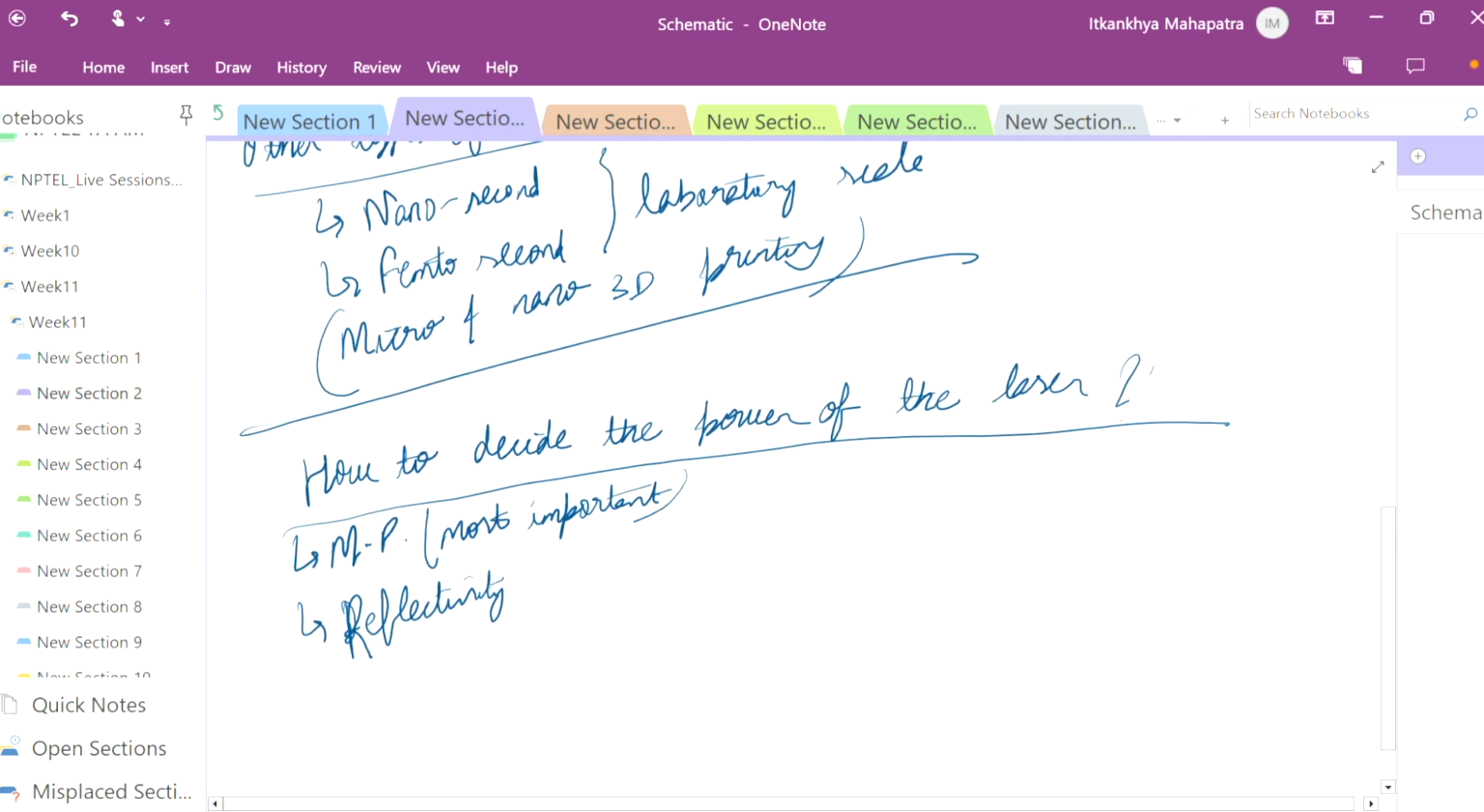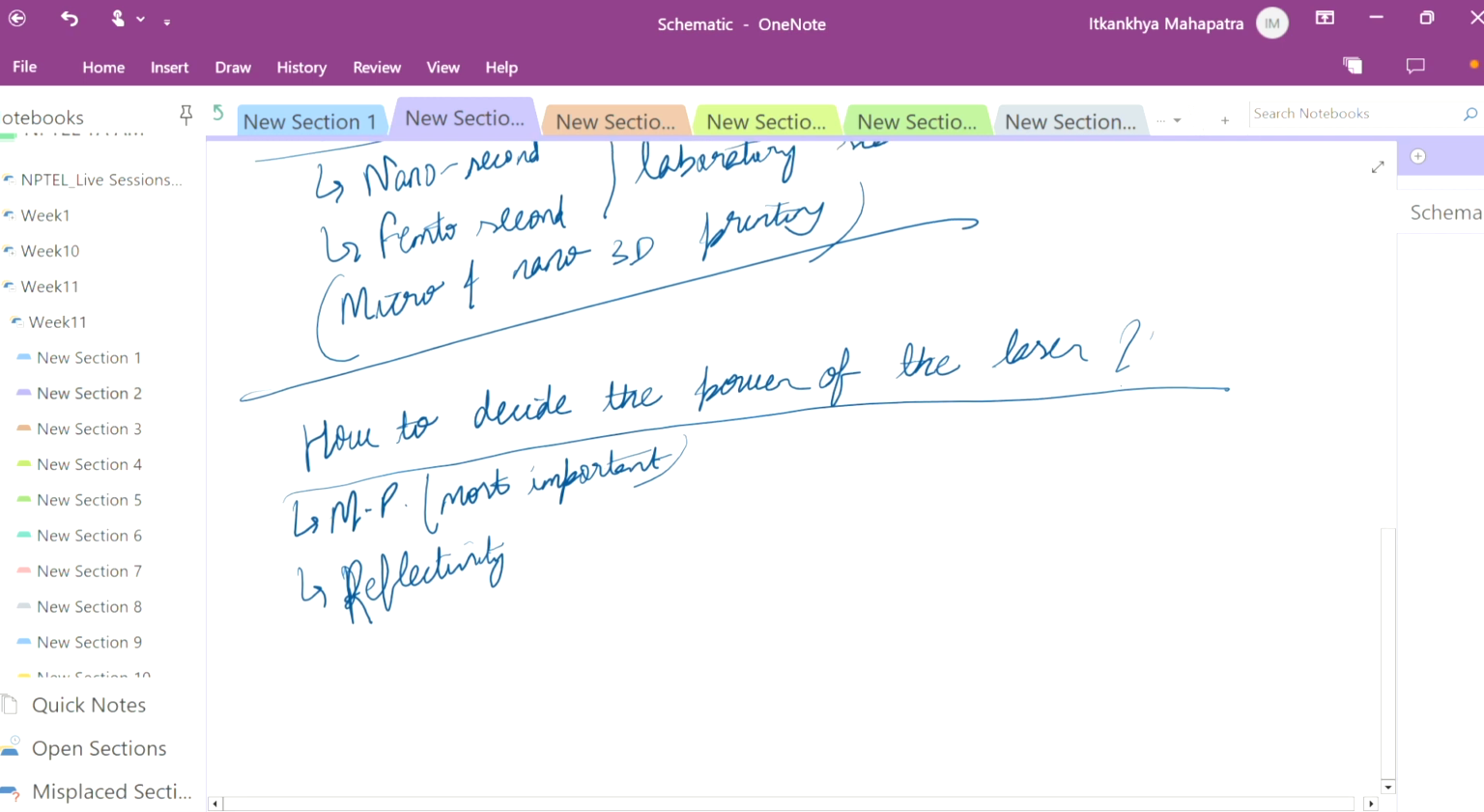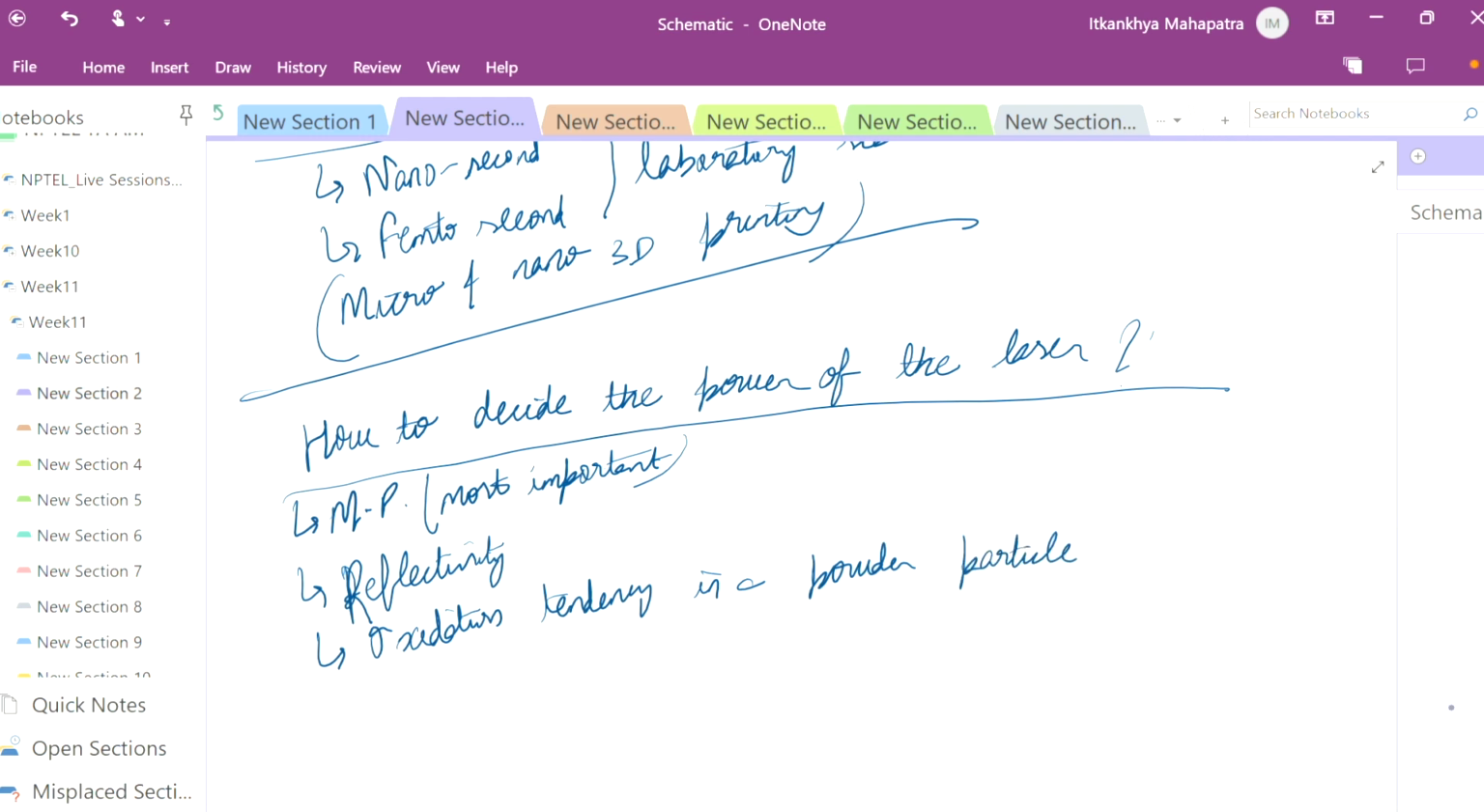Now one more point is that if the oxidation tendency of a powder particle is higher, then the power requirement is low. When the oxidation tendency in a powder particle is more, the absorptivity will increase, so less power is required. Okay, this is one more point.